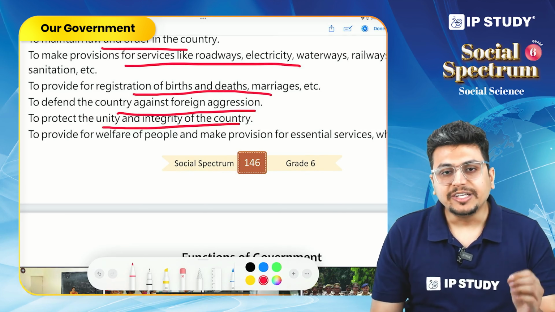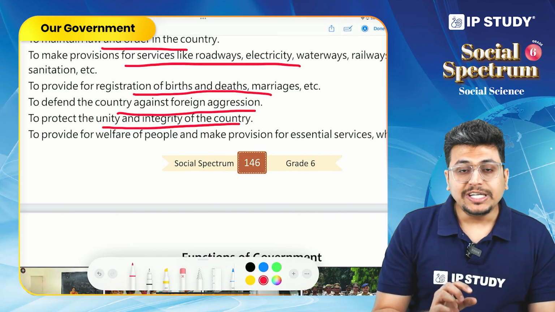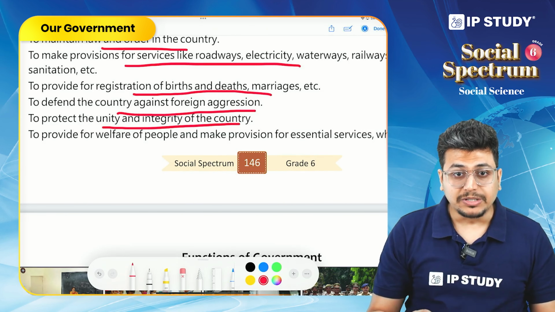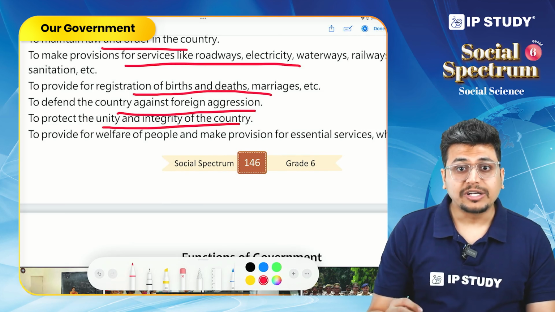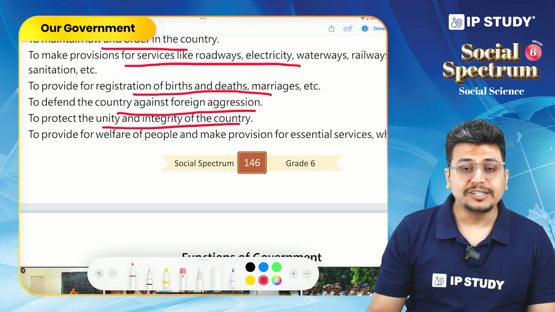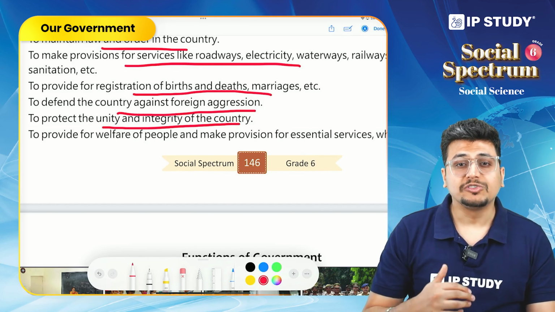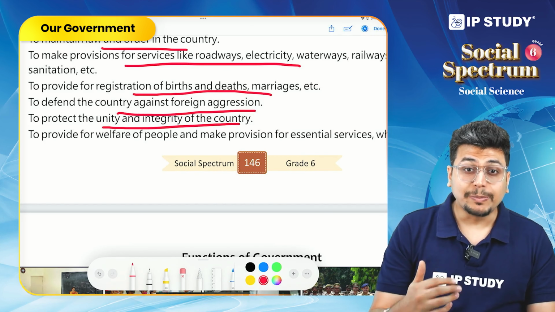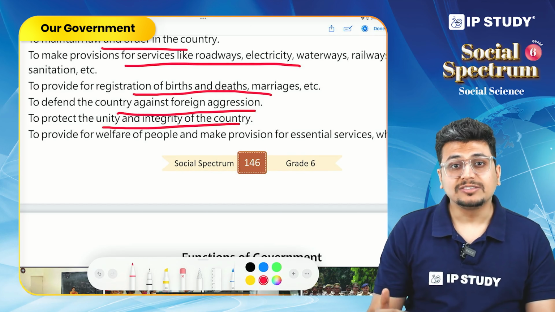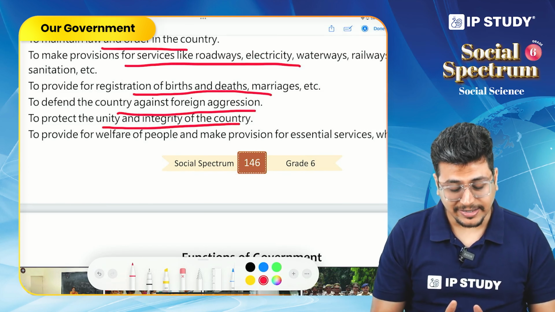Unity and integrity of the country. What does this mean? Unity means that we all are living together as one people. We all are Indians, no matter which language we speak, which place we come from in this country, we all are one. And the government, through its policies, through different programs, even Republic Day parades, that's a very good example. Through all these things, the government is making sure that we live as a united country, right?